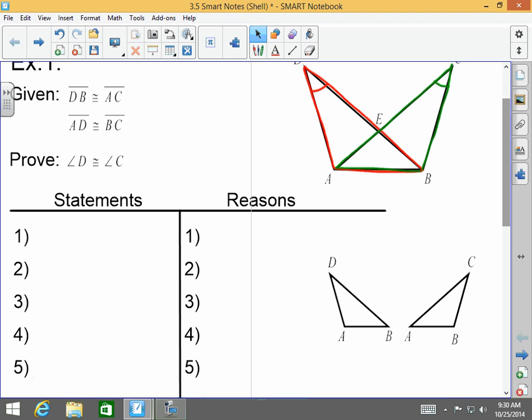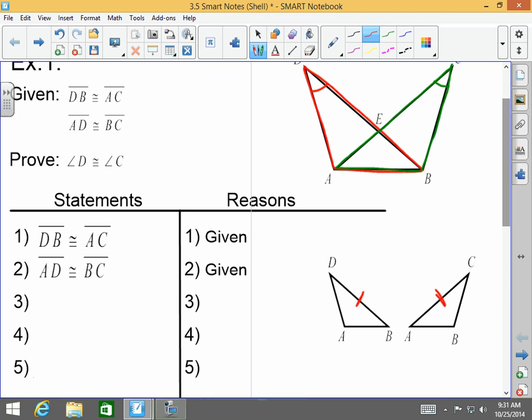So now that we've separated these two triangles, let's go ahead and prove this. We have DB is congruent to AC, and of course, that is a given. So let's mark it. You know what I think about labeling, since I think it's extremely important. Next, we have AD is congruent to BC, which is also given. Let's go ahead and label that. AD is congruent to BC.